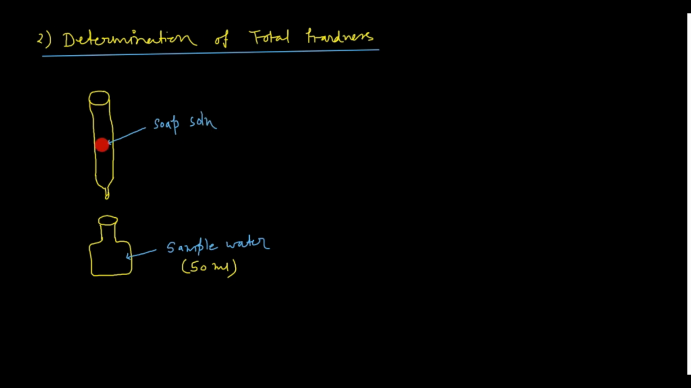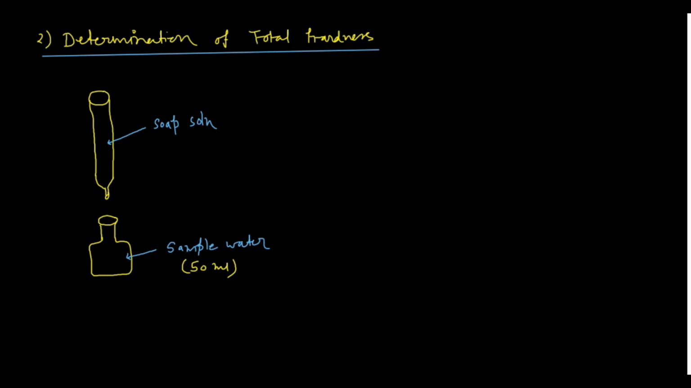And now fill that same soap solution in the burette, and in the glass stoppered bottle I'll take the 50 ml of the sample water. Now I am not using any standard hard water, I am using the sample water. And this sample water may come from pond, it may come from lake, it may come from the sewer, it may come from the tap, from anywhere you can take this water sample. And I'll apply the same method.